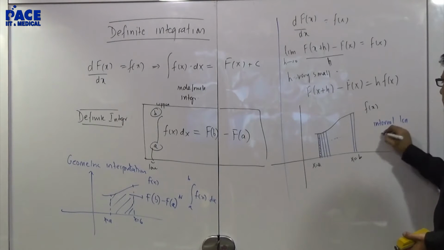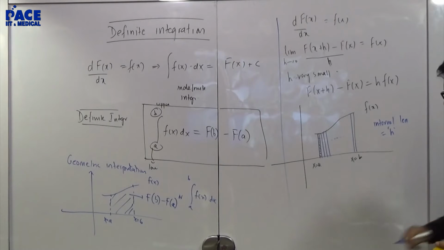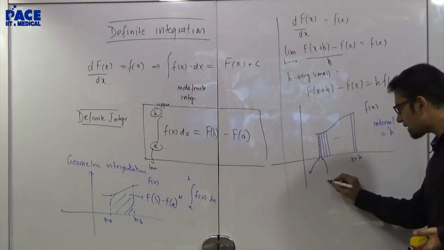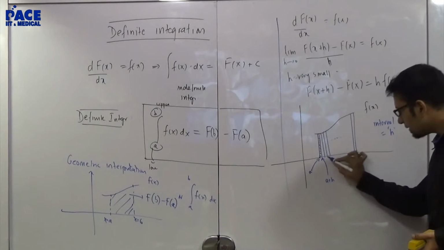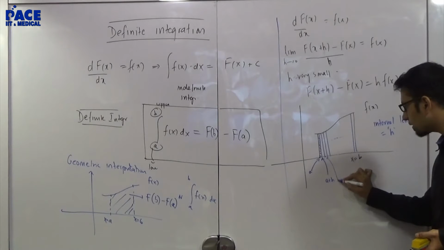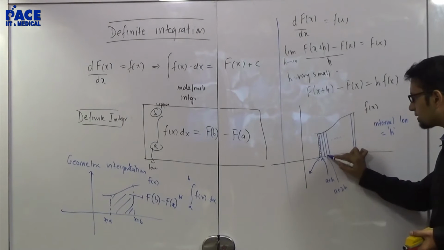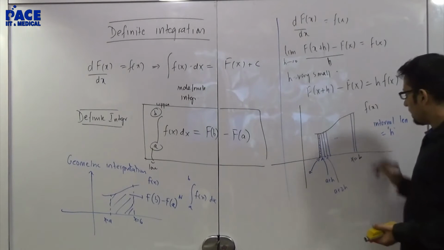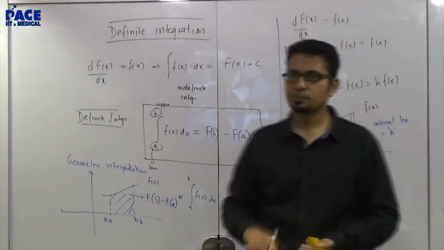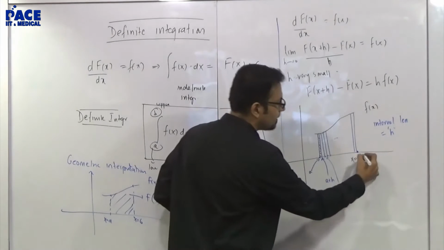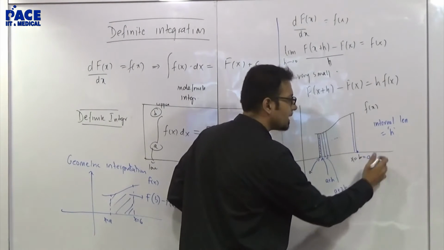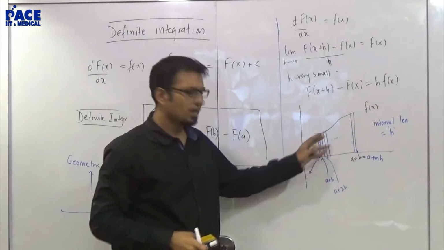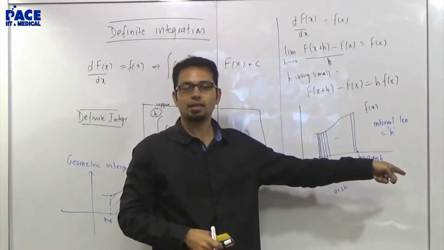Now let's say each interval is of length equal to h. Which means that if this on the axis is a, this is a plus h, then this point over here is a plus 2h, this point is a plus 3h, a plus 4h, and so on. These are intervals of h. And finally, when we reach b, that b is actually a plus nh. After many steps, we get b, which is a plus nh.